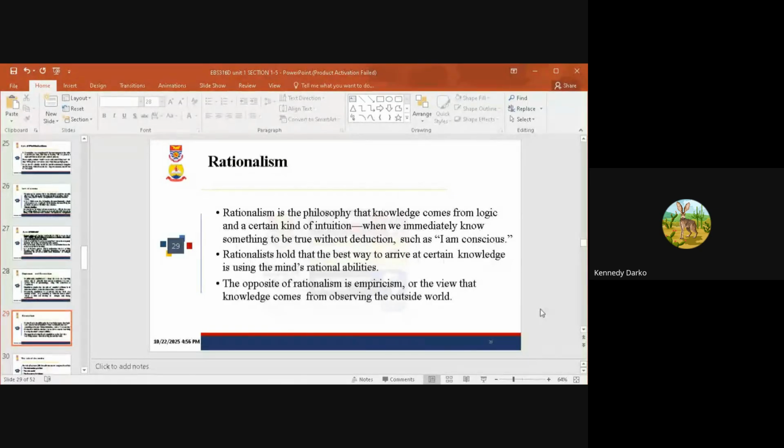So the opposite of rationalism is empiricism. They say that you get knowledge through what? Experience. Rationalism says that your intuitive mind, your consciousness, will let you get the knowledge. Or empiricists view that knowledge comes from observing the outside world. So you observe the outside world, then you get your knowledge. Jason.